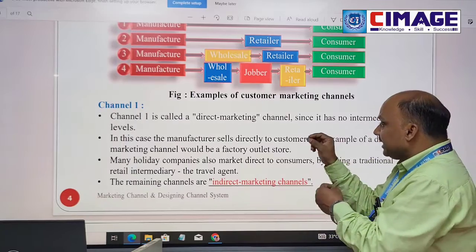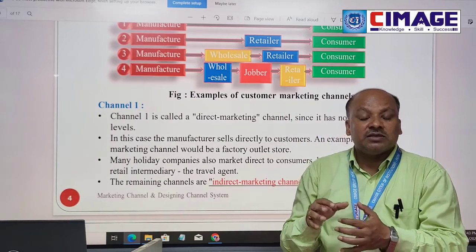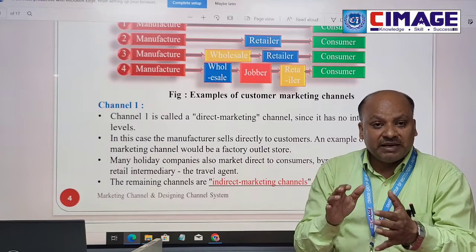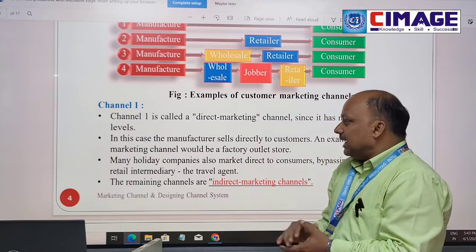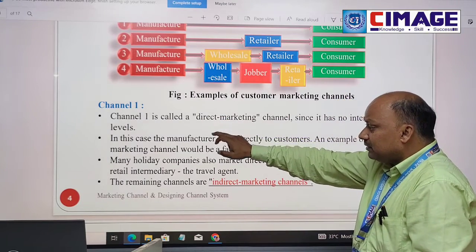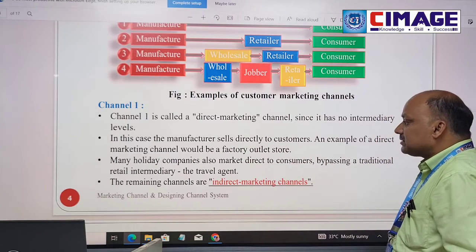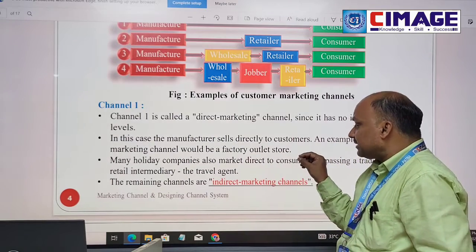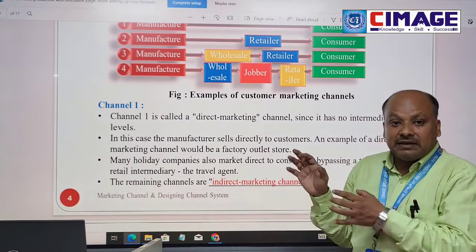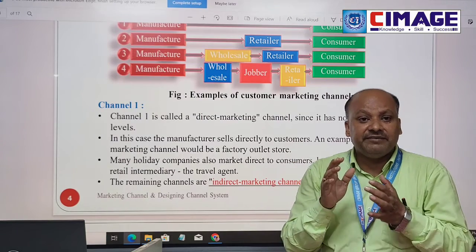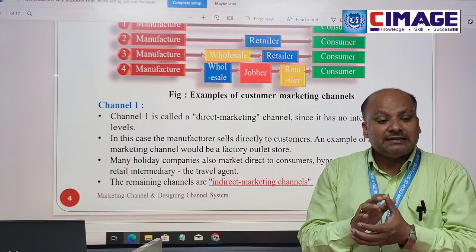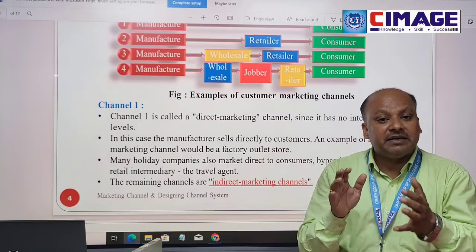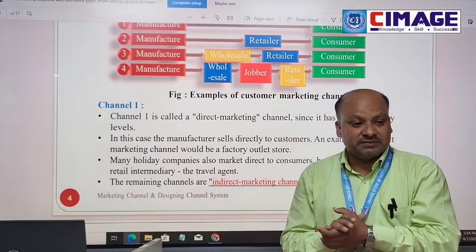Why could we say it is the direct marketing channel? Because there is no involvement of any kind of intermediary between the manufacturer and the consumer. And this is the first channel, where the manufacturer sells directly to customers. An example of the direct marketing channel would be the factory outlet store. Here I have added one example through which we can be very clear about channel one, the direct marketing channel, where no intermediary exists between the manufacturer and the consumer.